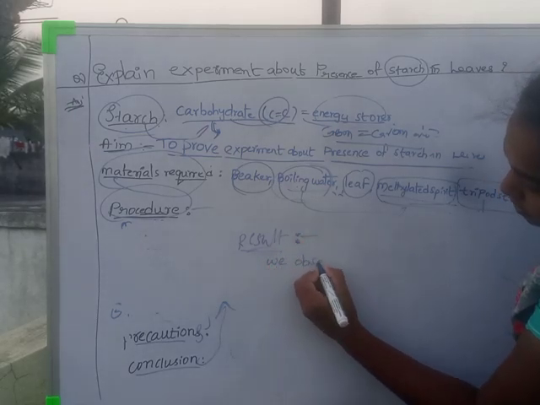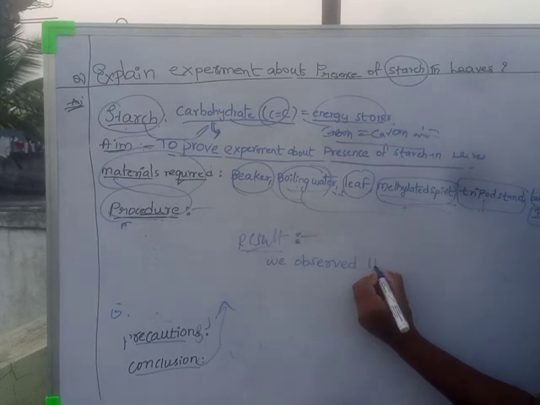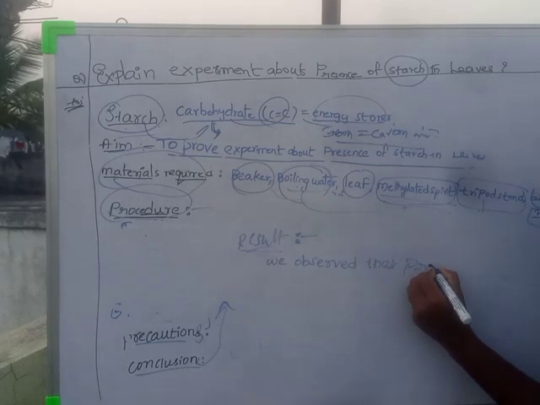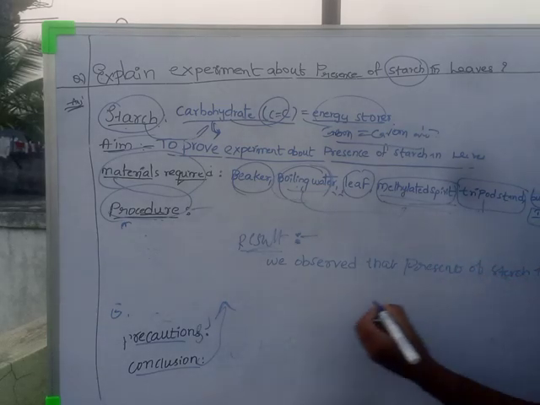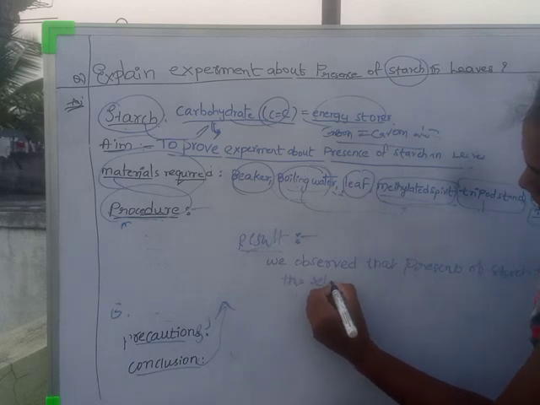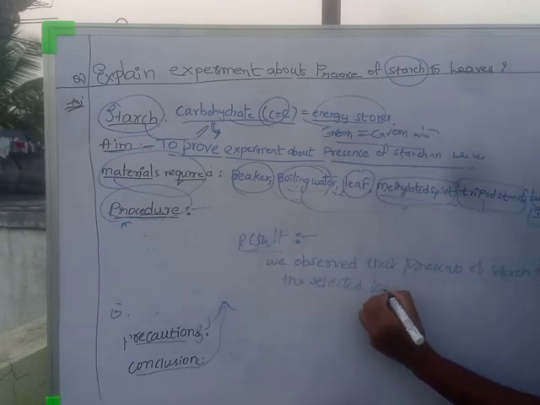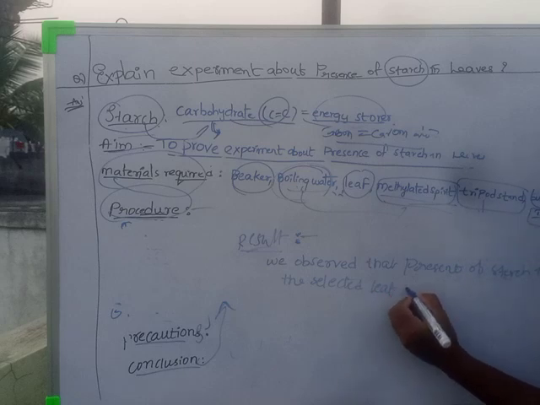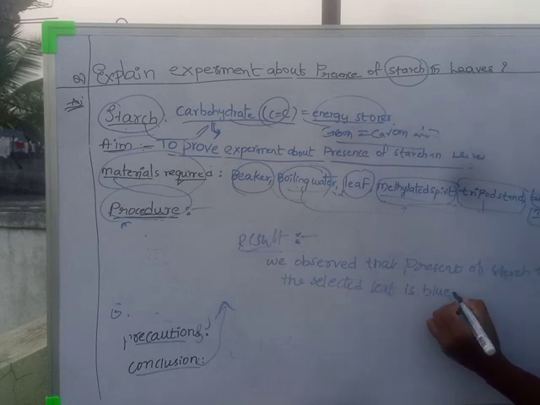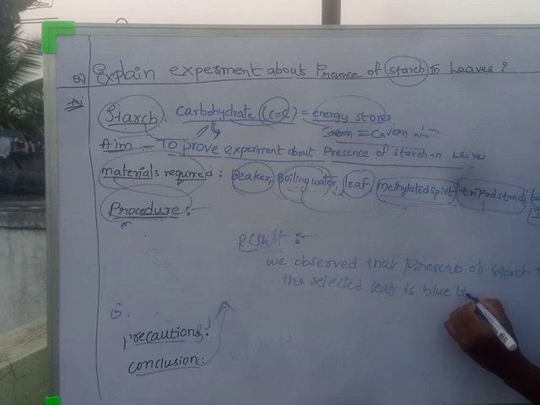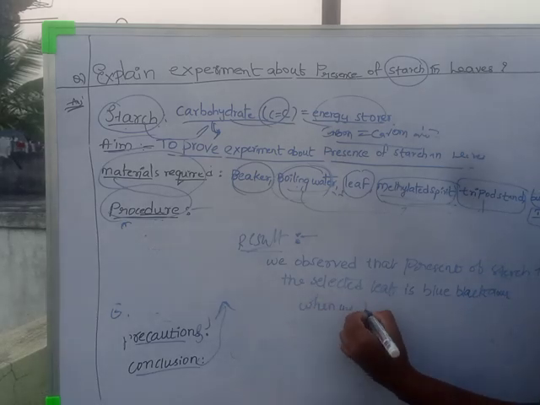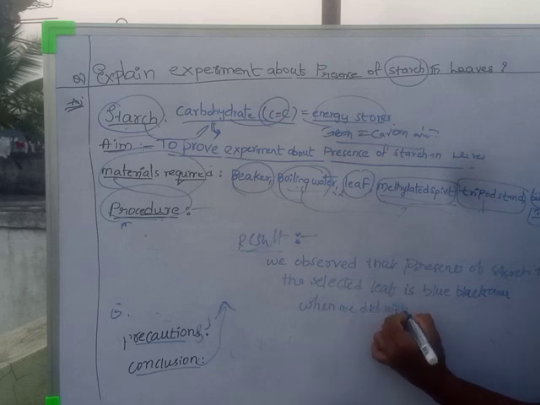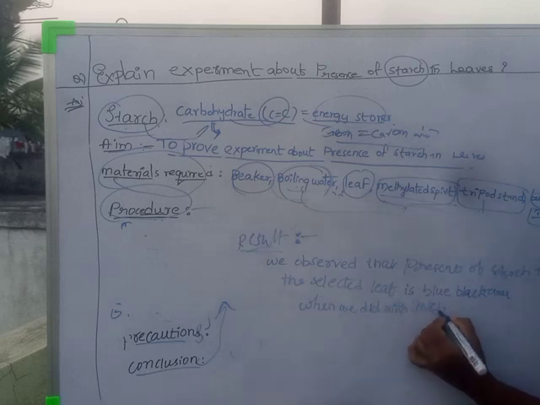We observe that the presence of starch in the selected leaf is in blue black color when we did the iodine test.